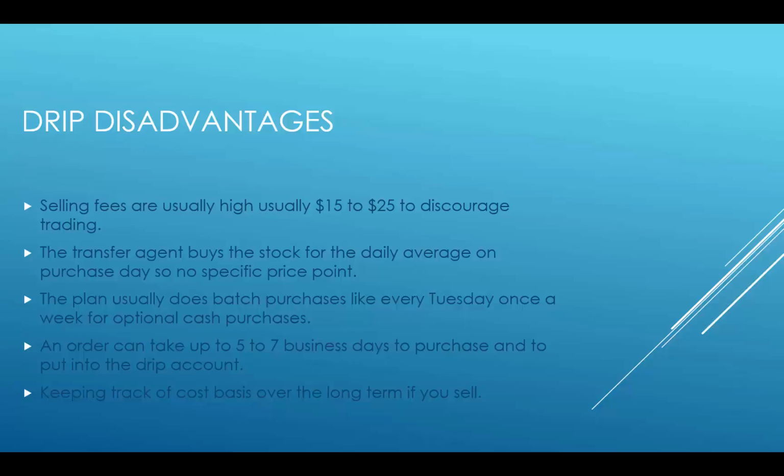Now, the plans tend to do batch purchases. That's why they save so much money on commission fees. Pretty much they buy like once a week, say every Tuesday or Friday, for optional cash purchases. And an order could take up to 5 to 7 business days to purchase and to put into your DRIP account.